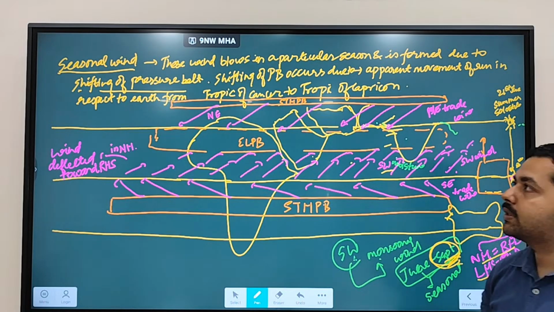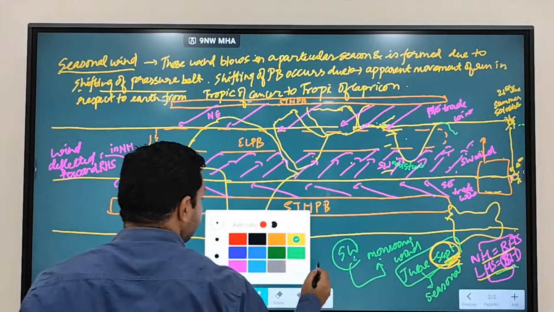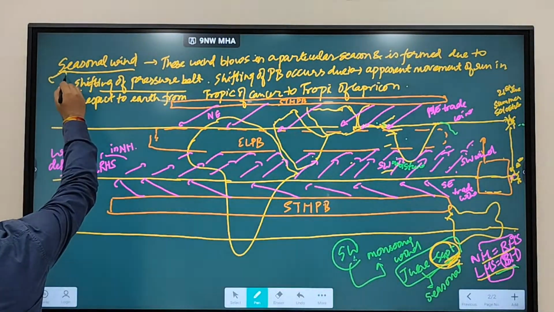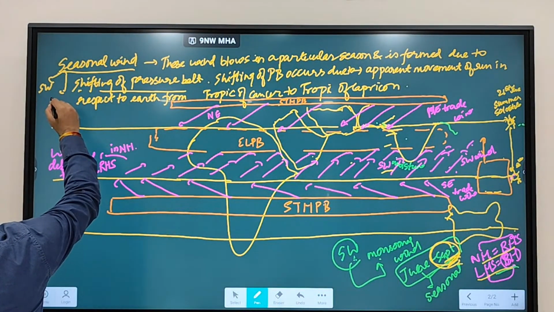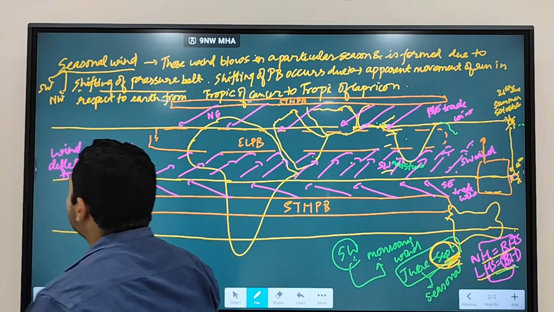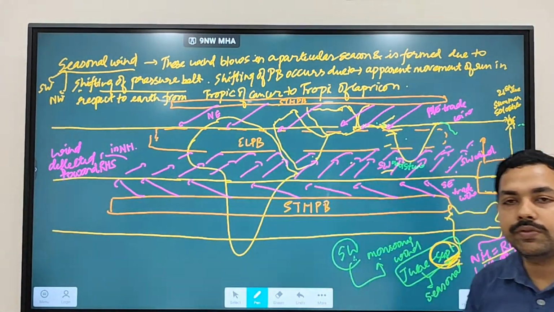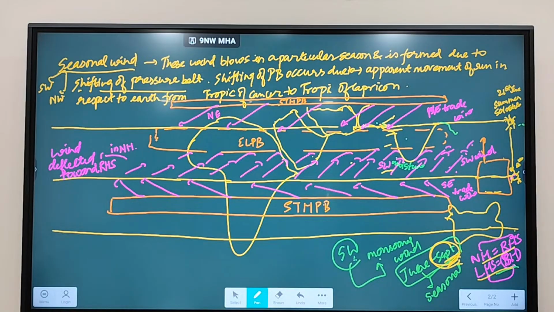We have divided the seasonal winds into two types. What are the two types we have written? Southwest and northwest. Last class we discussed two divisions of seasonal wind, southwest and northwest. Clear? So this is the diagram you are finding with regard to the southwest. Now we are coming to the northwest.